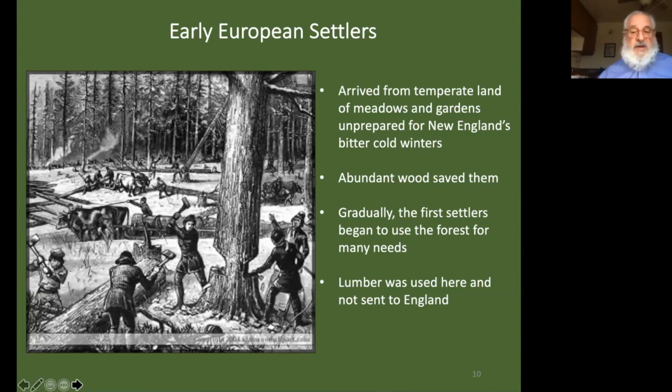And really, the forest saved them, because while they were fearful of the forest at the beginning, the abundance of wood provided them an easily obtainable fuel source for heat. And in some ways, the forest saved these early European settlers. And gradually, they began to understand or learn more about what the native peoples did and used the forest for more of their needs. But at least in the very first years, they were saved by the forest in terms of not freezing. Any lumber they cut eventually was not sent to England initially.